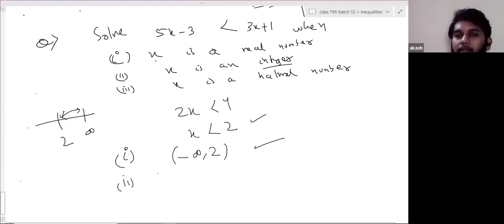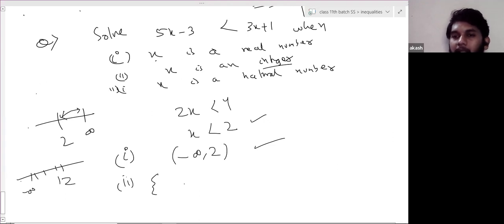In the second part, they are saying x is an integer. So if x is an integer, then we have to write down all the integers from minus infinity to 2. But 2 cannot be included. That means 1 is included. So we can write this in set format, right? How to present this? Any ideas?